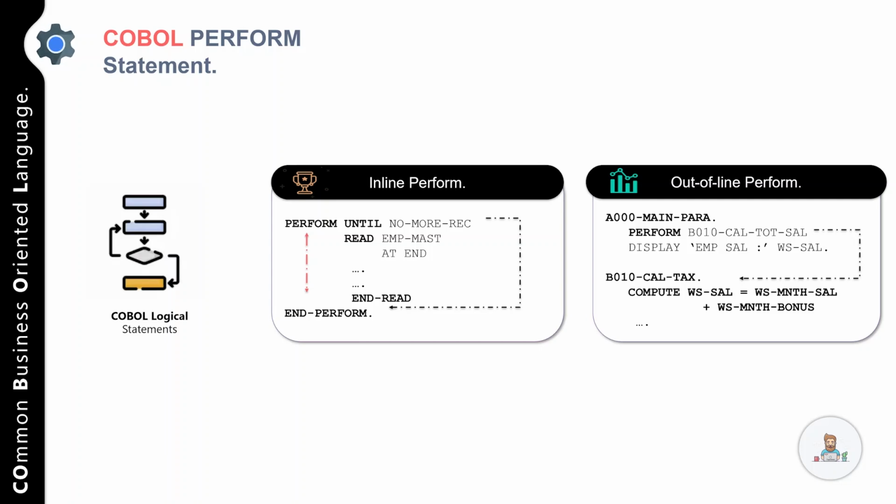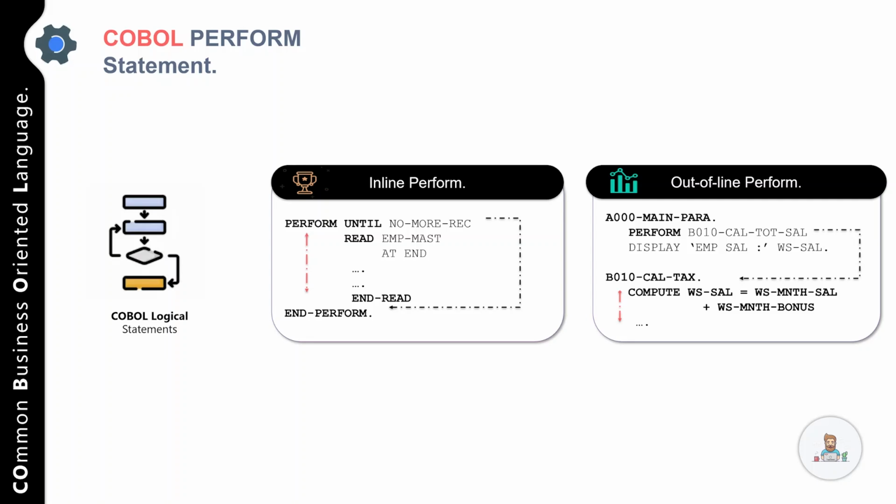There you have logic that says PERFORM B010-CALC-TOTAL-SALARY. This is going to calculate the total salary of an employee, and after that you're going to display the employee salary. If you notice, once this particular PERFORM statement is executed, the control will be transferred to the paragraph B010-CALC-TOTAL-SALARY. Once this entire logic has been executed, the control will go back to the DISPLAY statement, right? So this is called an out-of-line PERFORM statement.